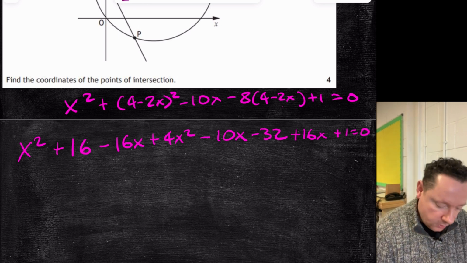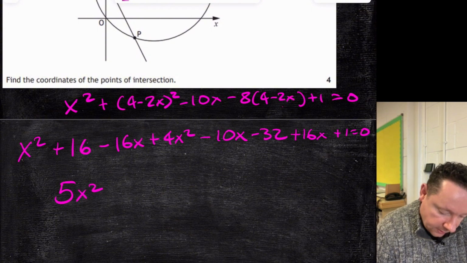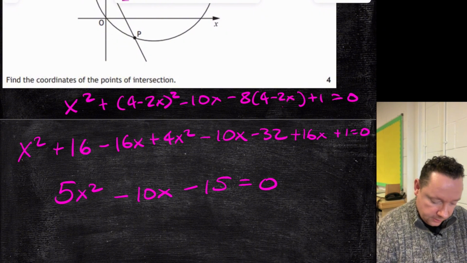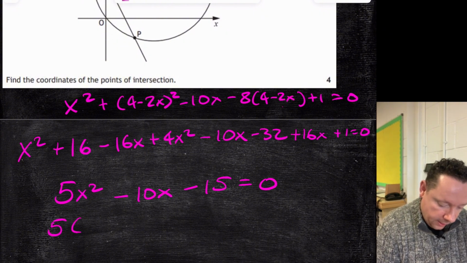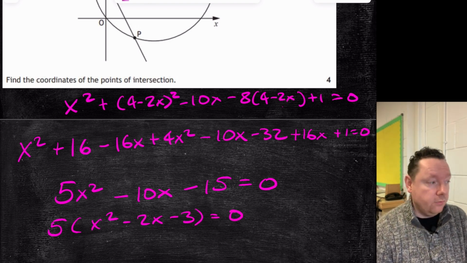Collecting all the terms together, so the x squareds, there's 5x squareds. And then the x's, minus 16 minus 10 plus 16 is minus 10x. And then the number parts, we've got 16 minus 32 is minus 16 plus 1 is minus 15. And that equals 0. So we're solving a quadratic. Take 5 out as a common factor to get x squared minus 2x minus 3 equals 0. And then hope it factorizes, otherwise it's the quadratic formula.